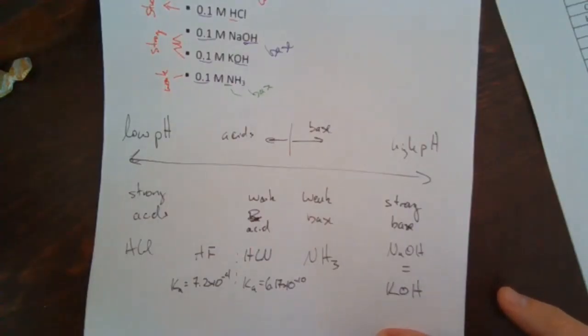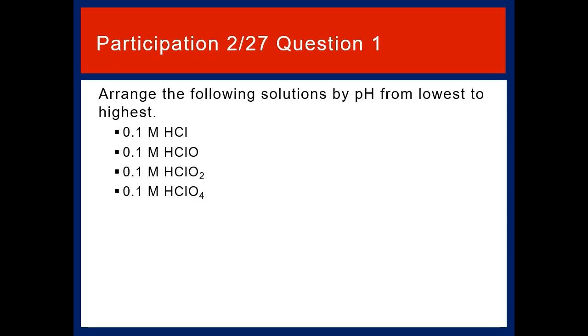Participation 227, question 1. Arrange the following solutions by pH from lowest to highest. They're all 0.1 molar, and it's HCl, HClO, HClO2, and HClO4. This is the first question on participation 227, due Friday, February 27th at 11:59 p.m. over on Blackboard. Link to the assignment is right below the document where these videos are posted. Again, arrange the following solutions by pH from lowest to highest. It's 4 solutions. They're all 0.1 molarity. It's hydrochloric acid, hypochlorous acid, chlorous acid, and perchloric acid.